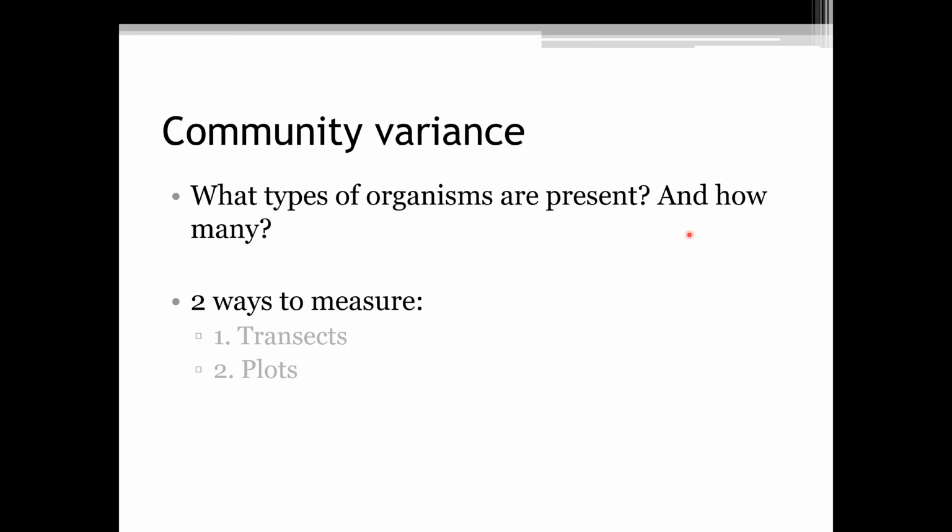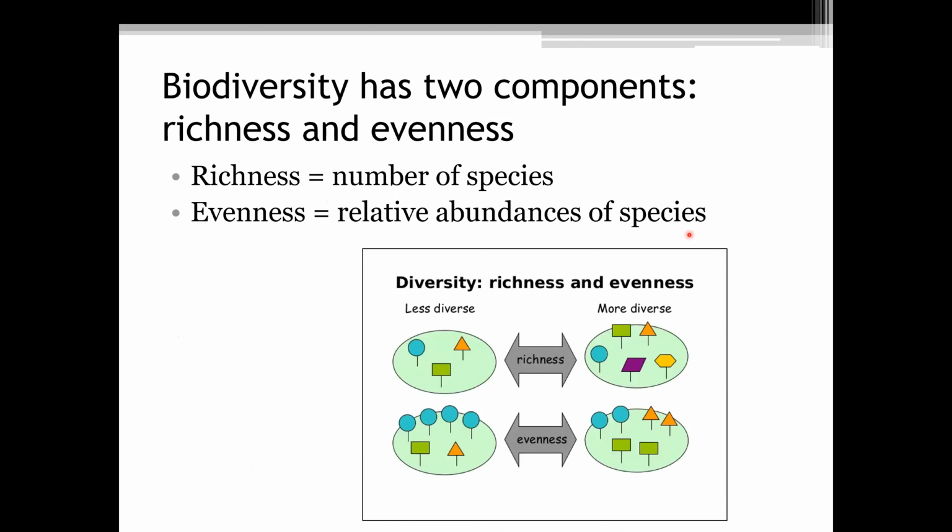So community variance. We're essentially asking what type of organisms are present and how many are present. There are 2 ways to measure: transects or plots. Just going back to biodiversity very quickly, it has 2 components, richness and evenness. Richness is looking at the number of species. If you have more species, it's more diverse compared to something that's less rich, which is less diverse.